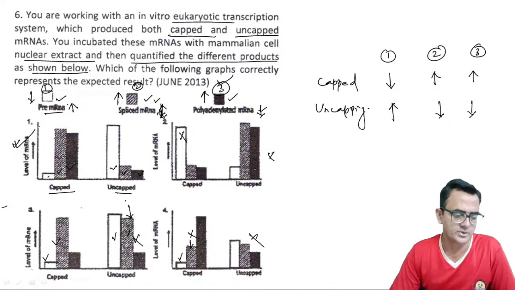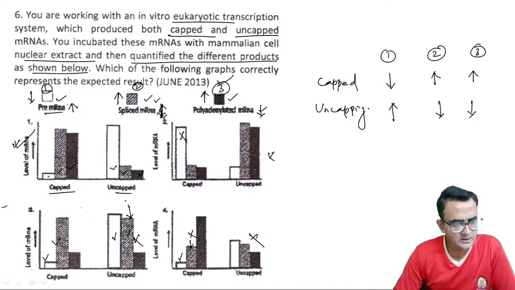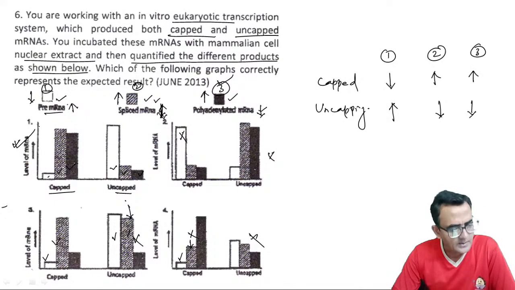This is a good question. I hope you understood. So if the capping occurs, then only we get splicing and polyadenylated mRNA in high quantity. Otherwise, the uncapped pre-mRNA will be high in amount or concentration, whereas the spliced mRNA and polyadenylated mRNA will be very less in amount. Okay, I hope.